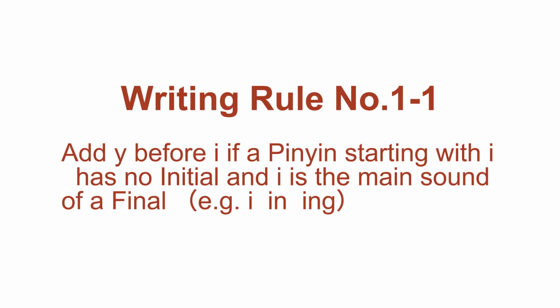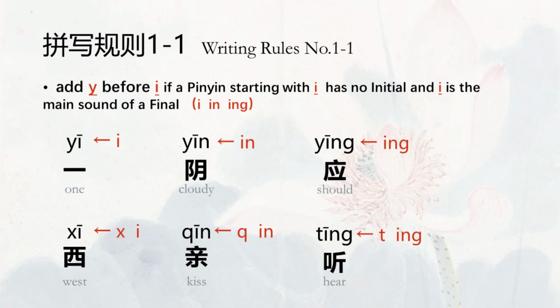Writing rule number 1-1. Add separation letter E before final E, if a Pinyin has no initial and E is the main sound of a final. As you can see, characters on the first row, even with a separation letter E at first in their Pinyin, are only pronounced with finals. Meanwhile, characters on the second row are pronounced by combining initial and final. You can try to read these characters or repeat after me.